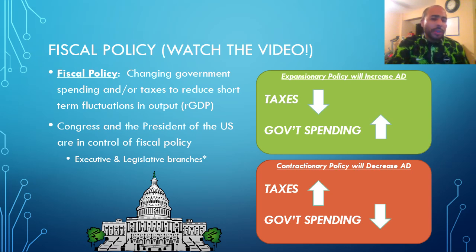So please make sure you know what expansionary fiscal policy looks like and what contractionary fiscal policy looks like. Expansionary policy is used in the contraction phase of the economy, and contractionary policy is used in the expansion phase of the economy. Just remember that the type of policy we use is always going to be the opposite of what's happening in the economy.